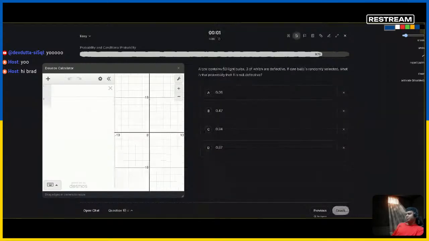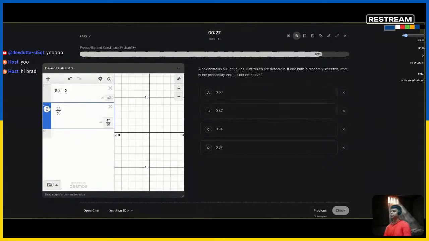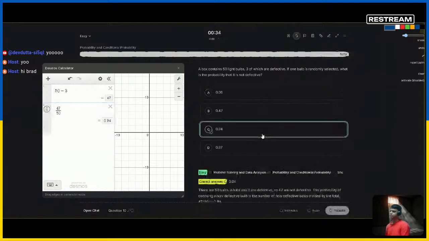Okay. A box containing 50 light bulbs, three of which are defective. If one bulb is randomly selected, what is the probability that it is not defective? Three, so 47 over 50, which is 0.94, that it will not be defective.